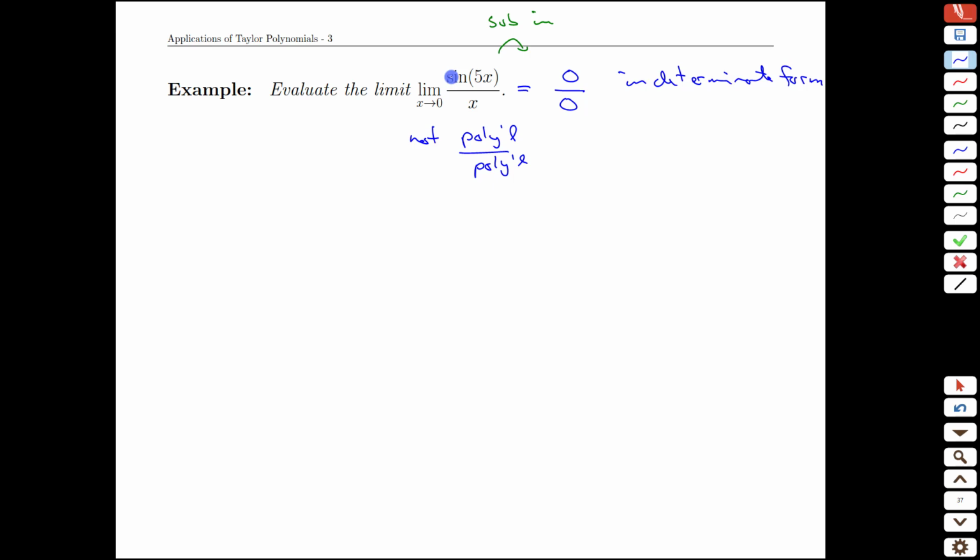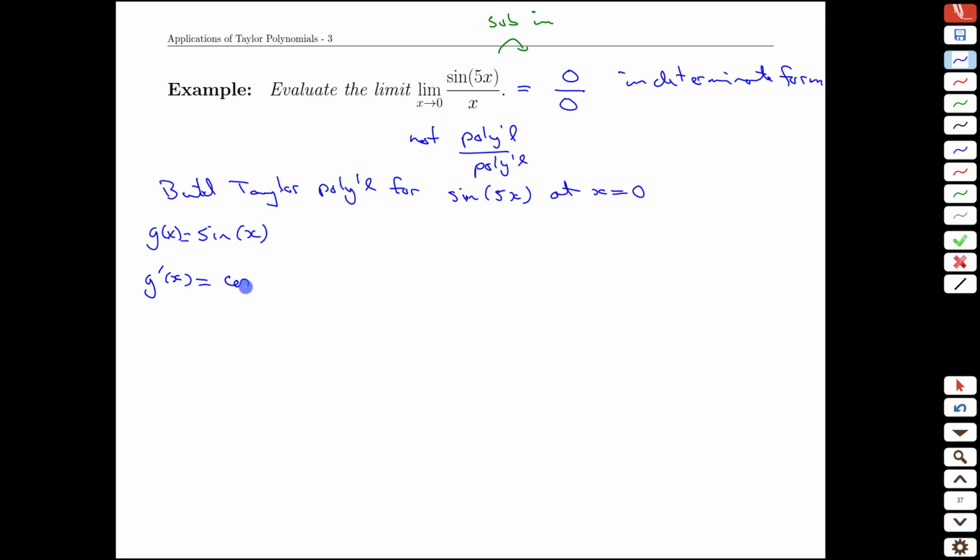So what do we do instead? What we can do is build a Taylor polynomial for sine of 5x. And we want to build it where this approximation is helpful. We're going to build it at x equals 0. So here we have our sine of 5x. Let's call it g of x for this page. We used f of x last page. We'll build a quadratic again and just see if that's enough.